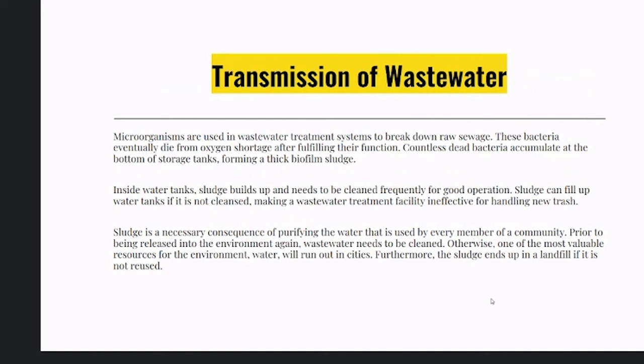Wastewater needs to be cleaned, otherwise, one of the most valuable resources for the environment, water, will run out in the cities. Furthermore, the sludge ends up in a landfill; it is not reused.